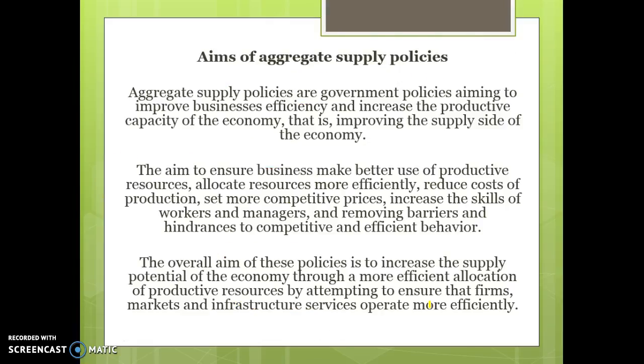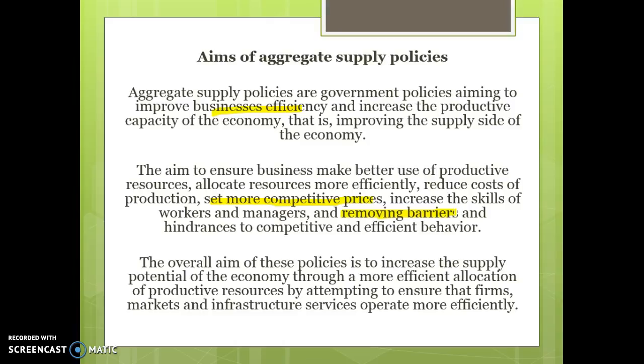The aim of all aggregate supply side policies: aggregate supply policies are government policies that try and boost business efficiency and increase the productive capacity of the economy. They're trying to make sure businesses make better use of their resources, that help to reduce cost of production, trying to get businesses to lower their prices by increasing competition. It's about increasing the skills of workers, and it's often about removing barriers that prevent us from being competitive or efficient.